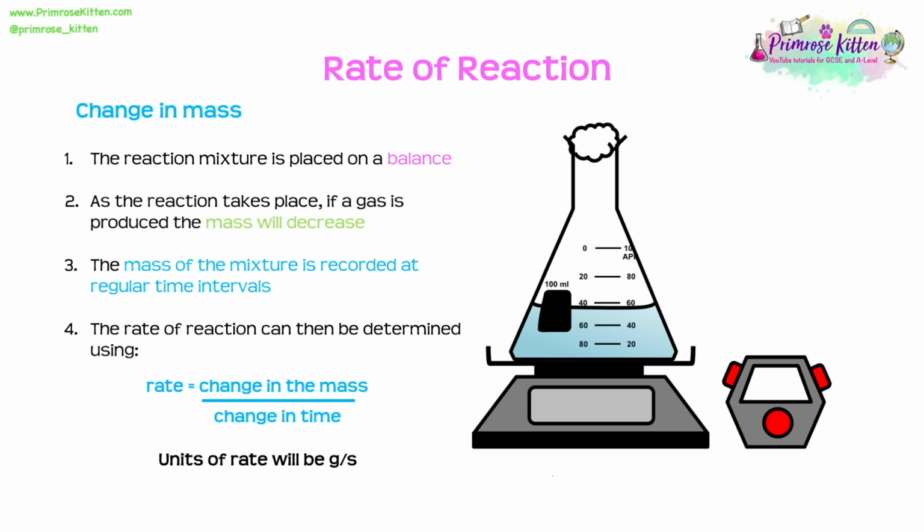So what we're going to see is as this reaction takes place, if a gas is produced, the mass will decrease. We're going to measure the mass of the mixture on the balance and record it at regular time intervals. The rate of the reaction can then be determined using rate equals change in mass, which we measure using our balance, divided by the change in time, which we measure using our stopwatch. Now this particular method, because we're using a balance to measure a mass, the rate would have the units of grams per second.